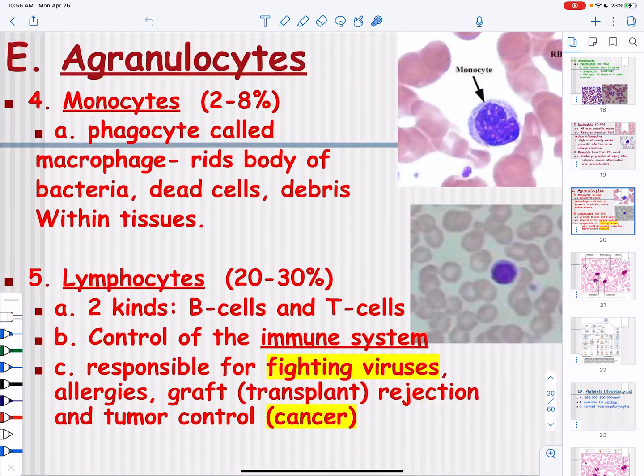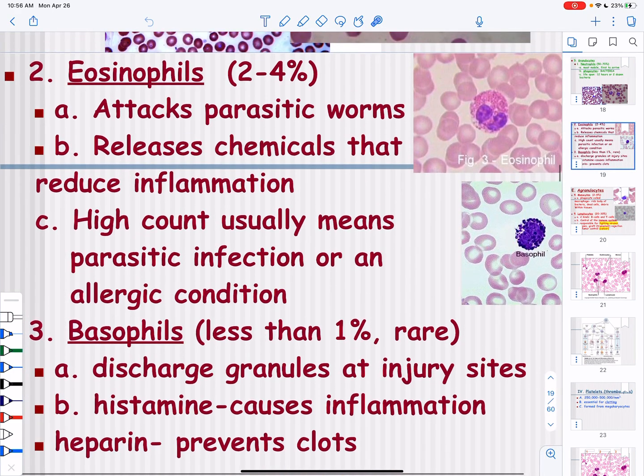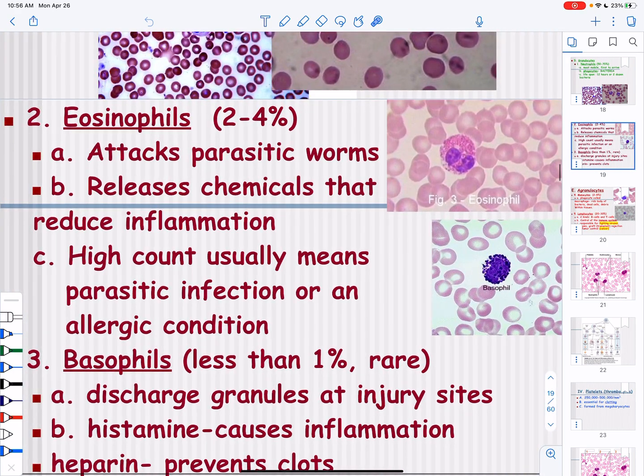And then here are our agranulocytes. Oh, wow, I just skipped all of these other guys. I'm sorry, let me go back. So I got way ahead of myself. I got distracted.